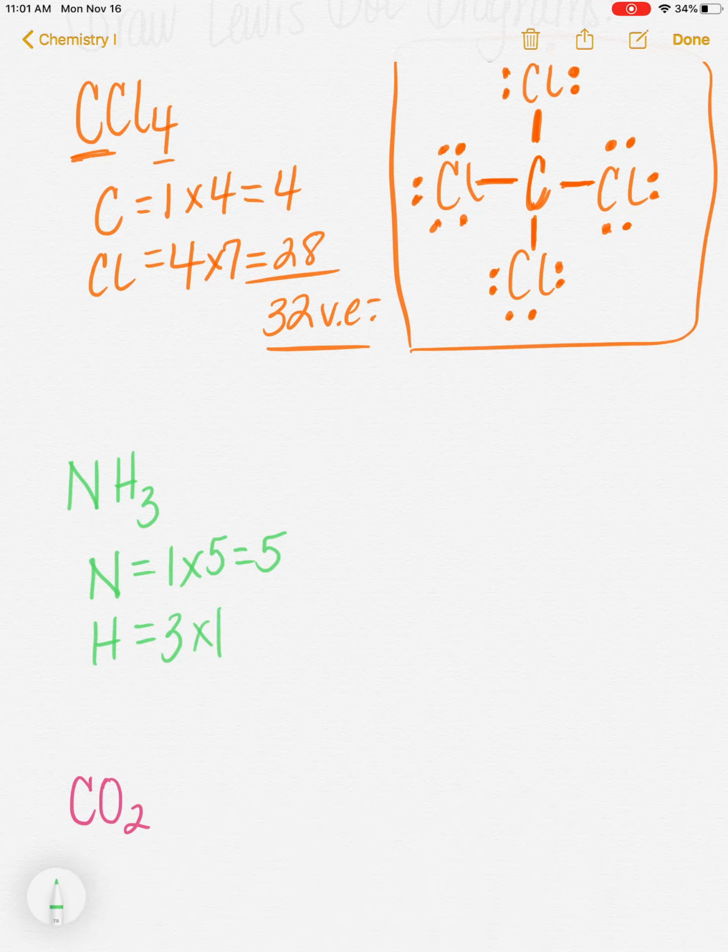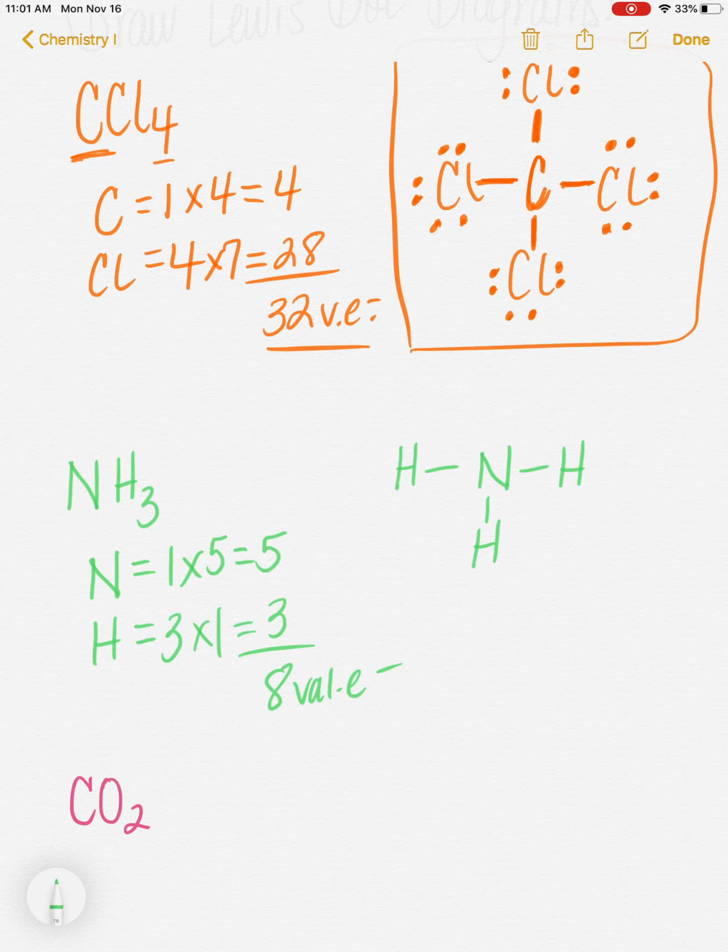Every hydrogen contributes 1 valence electron, because hydrogen's in the first column, so 3 times 1 is 3. Then I add these up. 5 plus 3 gives me 8. So when I'm done, I need 8 valence electrons total in my structure. As I go to draw this, I'm going to put nitrogen in the center because it is a single atom. The other thing, remember, hydrogen can never be in the center of a molecule. Then I'm going to connect these with a single bond to begin.